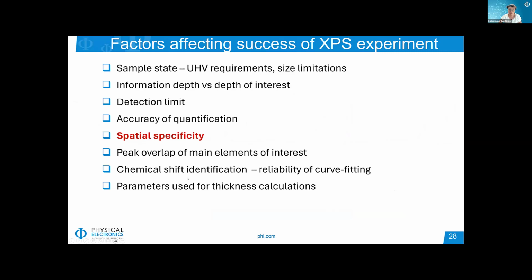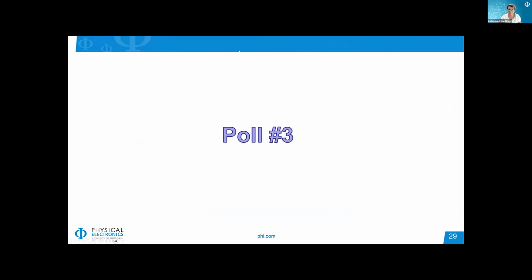Spatial specificity. So I would like to ask you another question. This is the question related to small area analysis. How often do you use small area analysis? Regularly, occasionally, very rarely, or never?